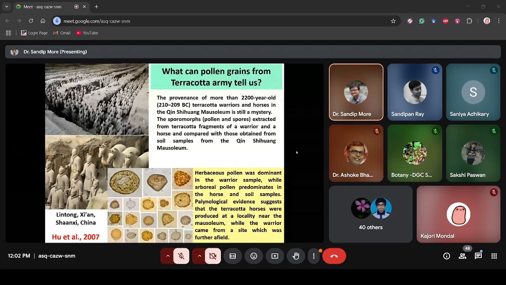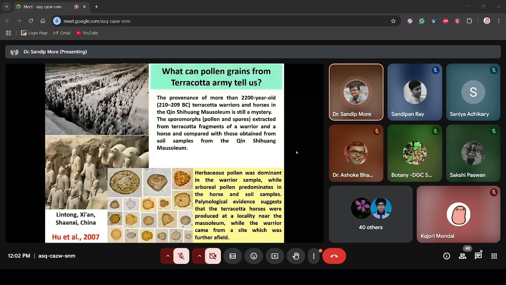So there were three samples taken from the location: a soil sample from the terracotta army, a soil sample from the horses, and also a soil sample from the location where it was dug. And it was sent to the paleontologist for the pollen study. Paleontologists found a very interesting story.